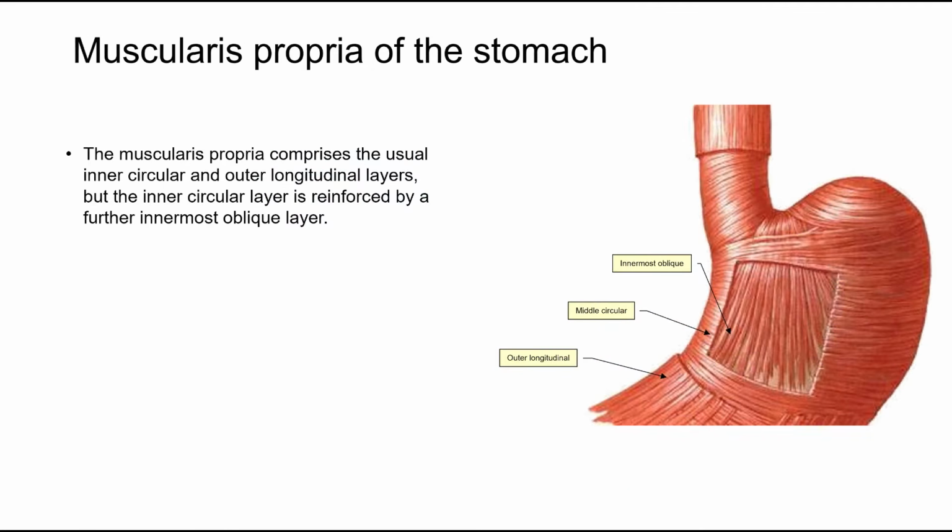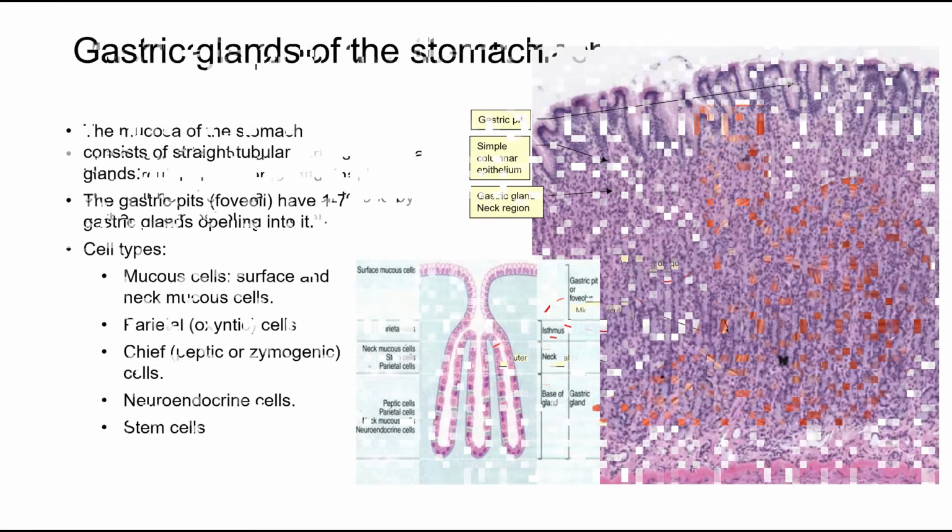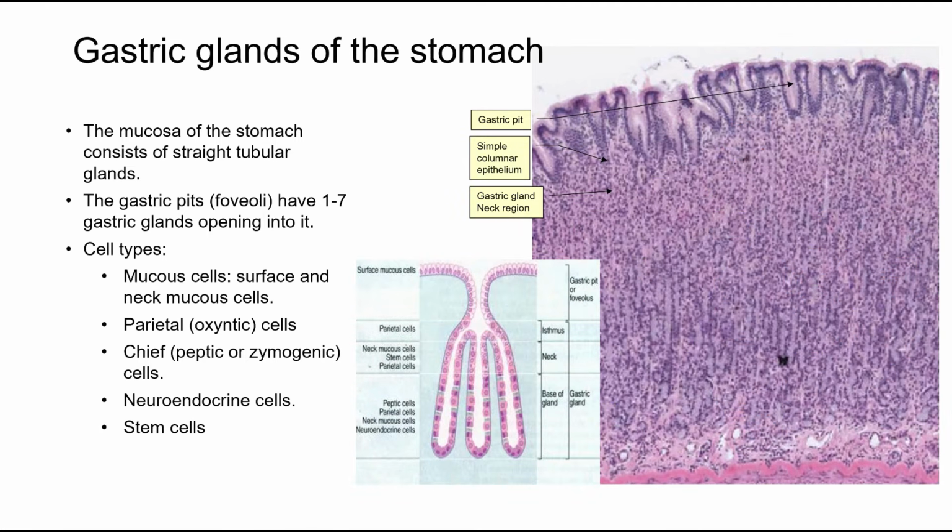In the stomach, the muscularis propria is formed of 3 layers. Apart from the outer longitudinal and the middle circular layer, there is an innermost layer which contains oblique muscle fibers, and having 3 layers here indicates the importance of the stomach in physical digestion of the food, the churning action of the stomach. These are the gastric glands, and you can see the epithelium is a secretory epithelium.